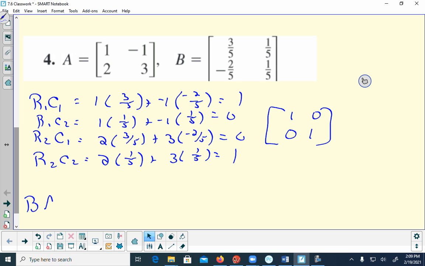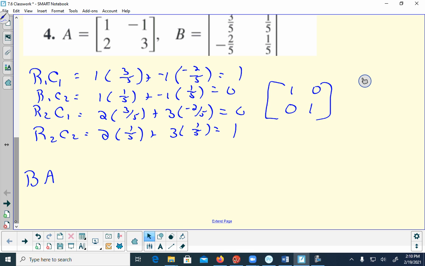Again, you could flip the order and do A times B and see that you're also going to get 1, 0, 0, 1.